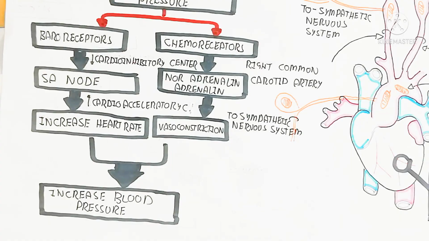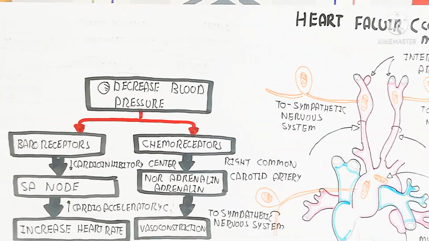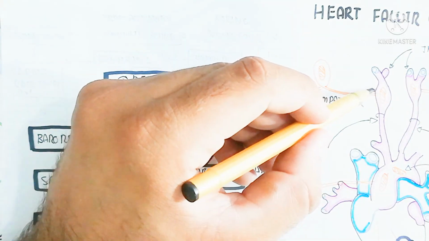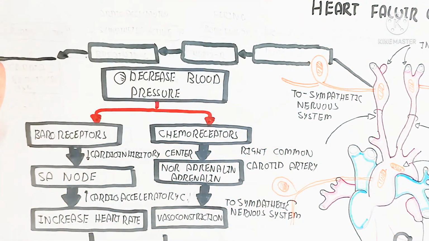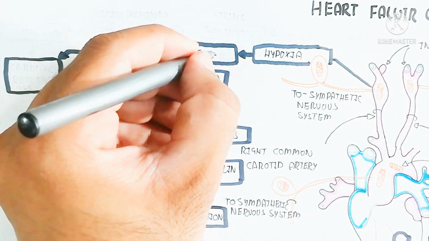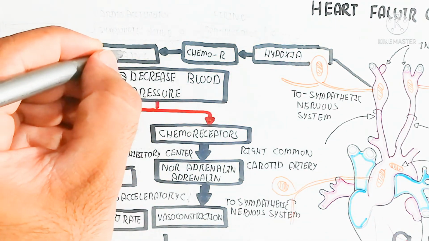After this increased blood pressure, we shut down the chemoreceptor and baroreceptor detection, and again the noradrenaline and adrenaline decrease, which will lead to normal blood pressure. So this is the positive and negative feedback mechanism.